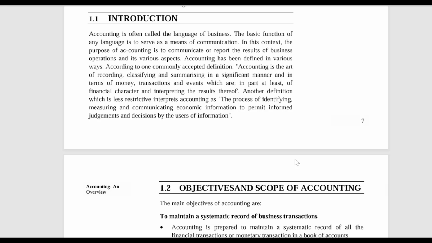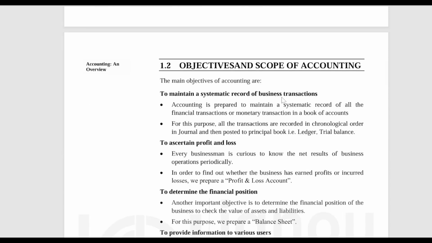According to one commonly accepted definition, accounting is the art of recording, classifying and summarizing in a significant manner and in terms of money, transactions and events which are in part at least of a financial character and interpreting the result thereof. Another definition, which is less restrictive, interprets accounting as the process of identifying, measuring and communicating economic information to permit informed judgments and decisions by the users of information. So this is about accounting. Accounting is the very base of business management. This is the resource of the business, right?